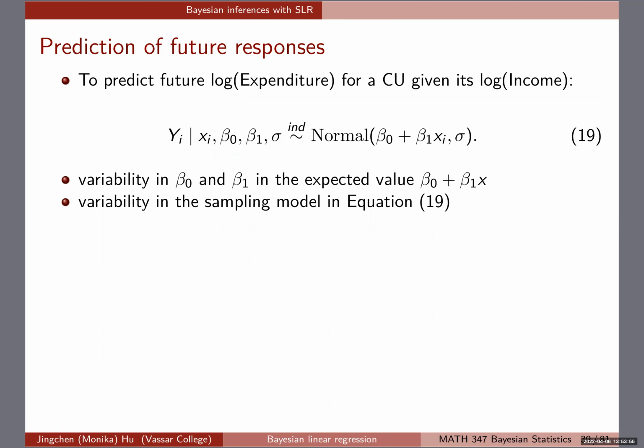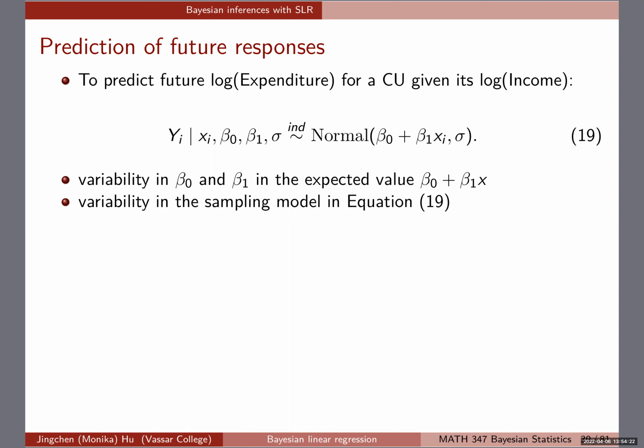Okay, so we talked about how to get the expected value of y from our beta 0, beta 1, and all that. And a natural thing to do, which is what we have been doing in the past as well for those simpler models, is to make predictions of future responses. Mathematically, the model is equation 19, okay? As we know, if I know my xi for a new observation, that's the log income value for this consumer unit.